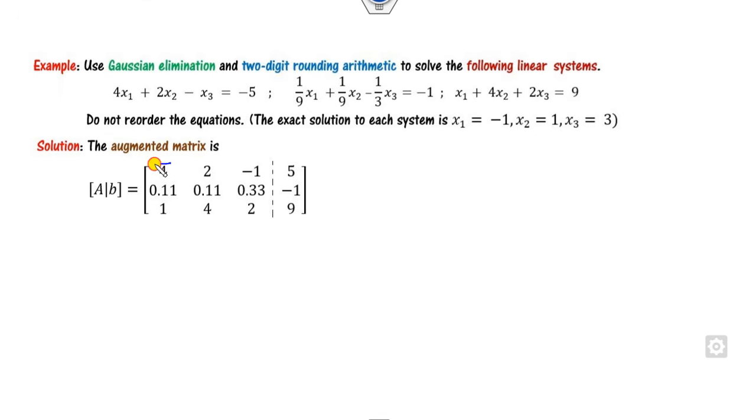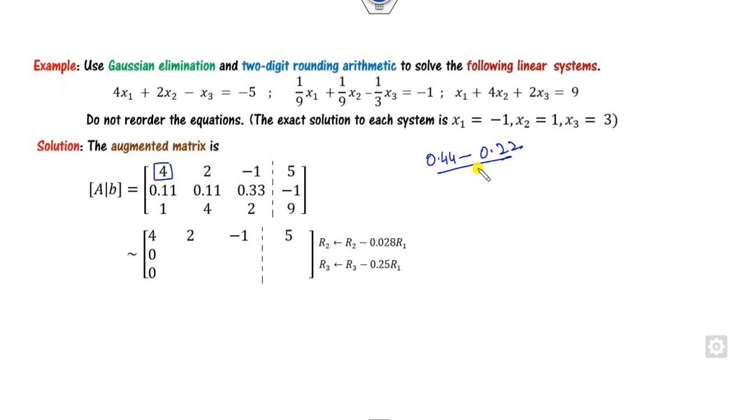Okay. Now again you can apply the same procedure. Write this as 4. You can put it like this. So what is that? This is 0.44 minus 0.22 divided by 4. It is 0.22 divided by 4. Write only up to 2 digits. So this is 0.55. So you can write this as 2 digits up to here. Fine. These are my digits. So 2-digit arithmetic.